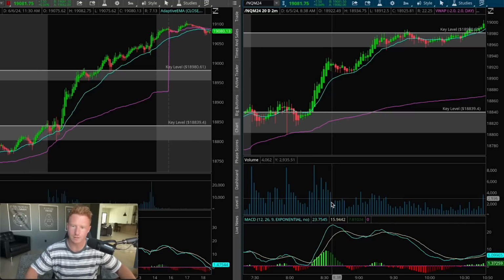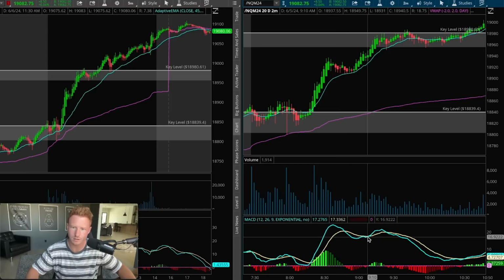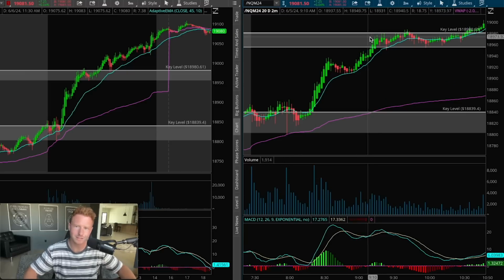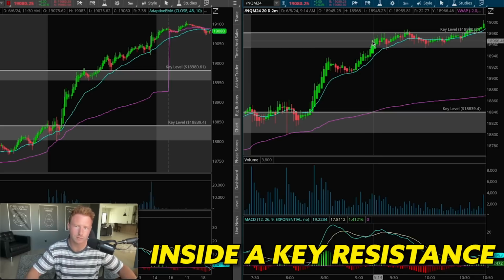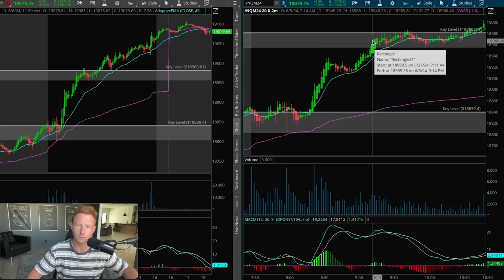Okay, same thing here. Next time it crossed was around right here at 9:10 my time. You could have gone in here, but it was pretty close to resistance. So this is a trade I would avoid. Again, I don't want to go long inside a key resistance level. So I can simply just wait for another setup.